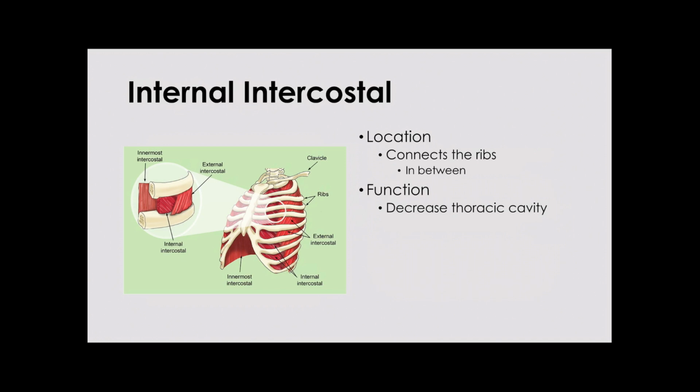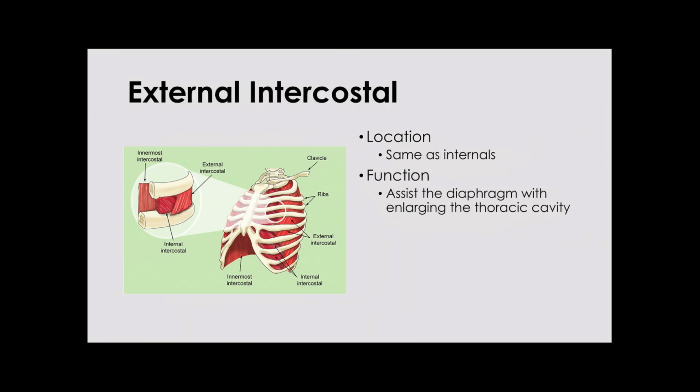You also have your internal intercostal muscles. These connect the ribs together. They're between the ribs, making sure that the adjacent ribs are connected to each other. They also decrease the thoracic cavity when you have a forced expiration. So basically, when you are breathing a lot or taking a deep breath, they help to move those ribs so that they're moving along with you.